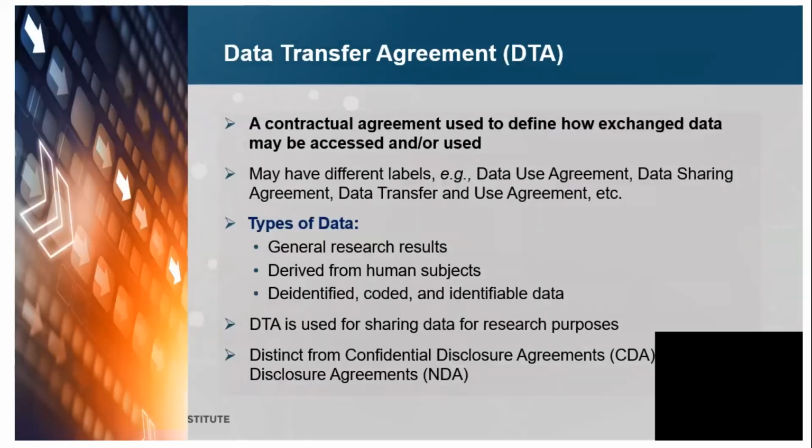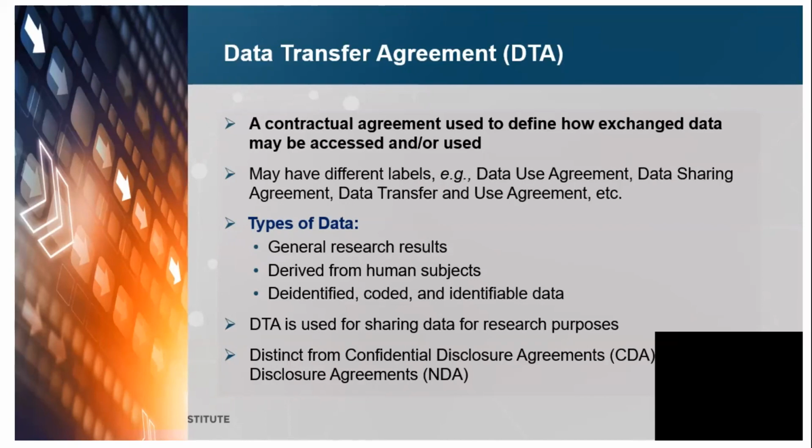Typically, data is shared through some form of a data transfer agreement that I will call DTA from now on. A DTA is a contractual agreement that is used to define how exchanged data may be accessed and or used. It establishes the terms and conditions under which the data provider will provide and the data recipient will receive and use the data covered under the agreement. These types of agreements may have different labels, such as data use agreement, data share agreement, data transfer and use agreements, but the premise remains the same.